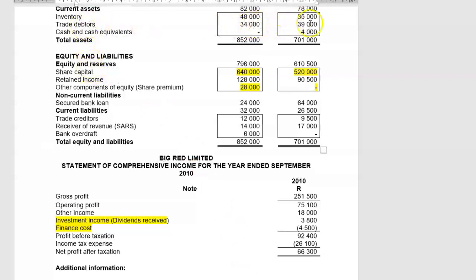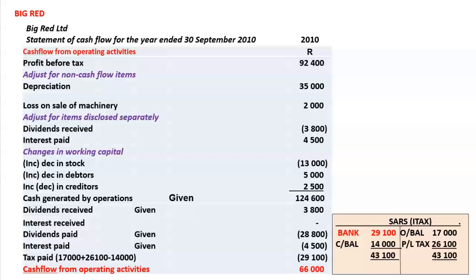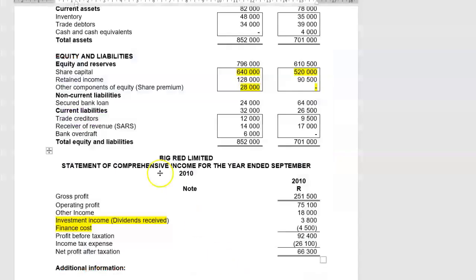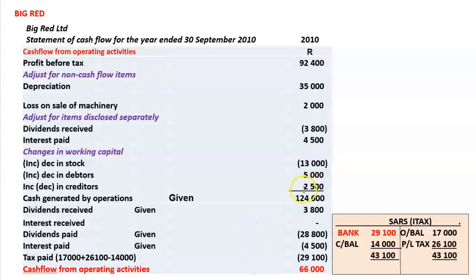Trade debtors, 34,000, 39,000, so there's a reduction of 5,000 Rand in trade debtors. So that means that they've paid us, so it's an inflow of cash. Decrease in 5,000 Rand, decrease in debtors, increase in cash flow. Cash and cash equivalents is a whole category on their own. Trade creditors, there's quite a nice increase of 2,500 Rand in trade creditors, which is also representing an inflow of cash. So it's a positive figure, 2,500.